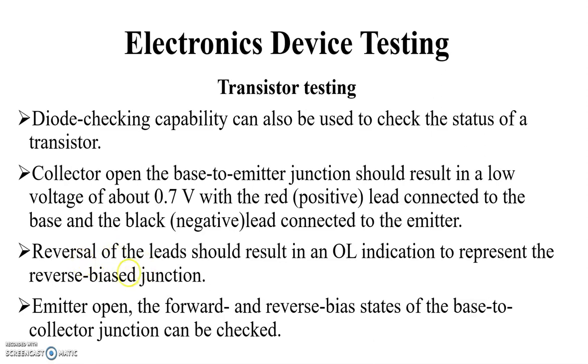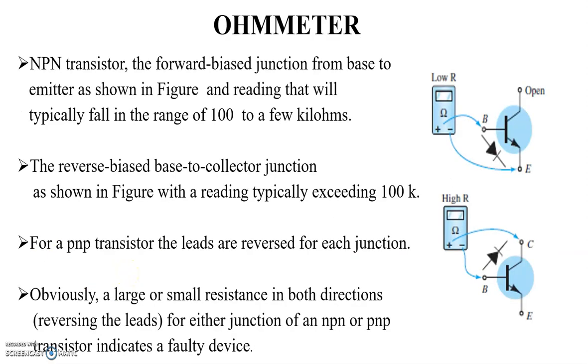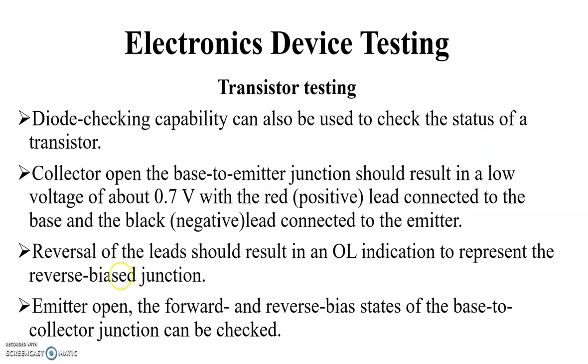Suppose it is a defective transistor. How is it found? For both the biasing conditions, the resistance value will be high, the voltage will be high, or otherwise OL will be indicated. That means it is a defective transistor. So you have to check like this.